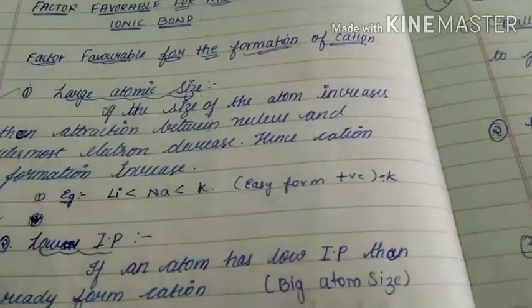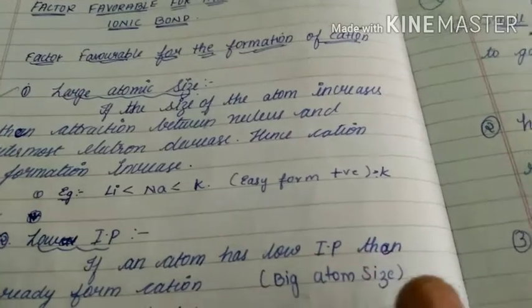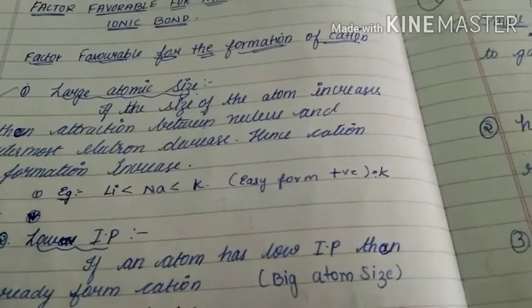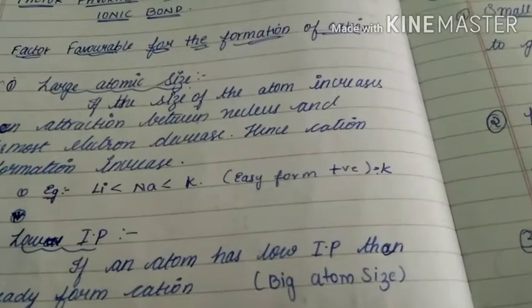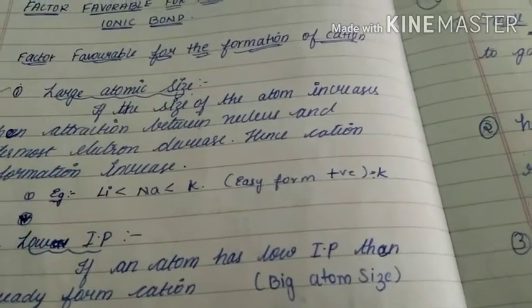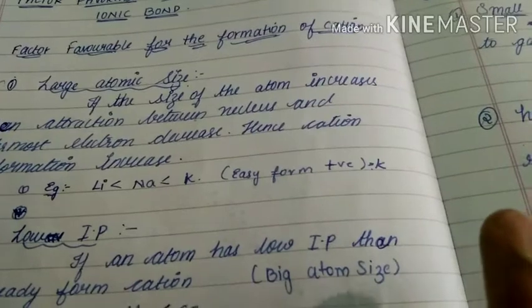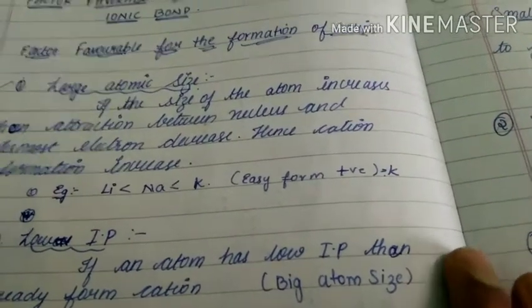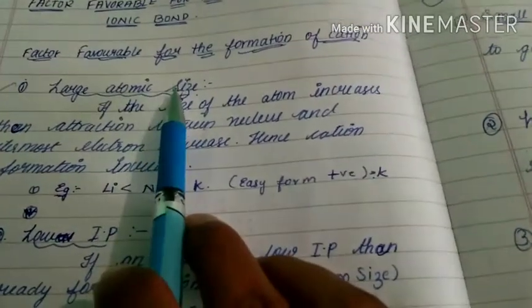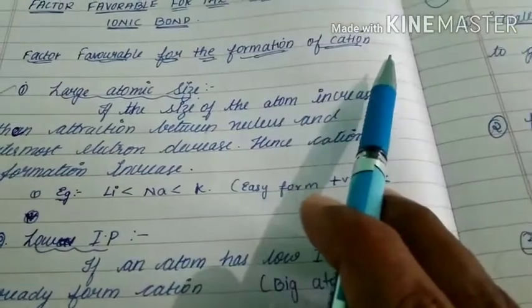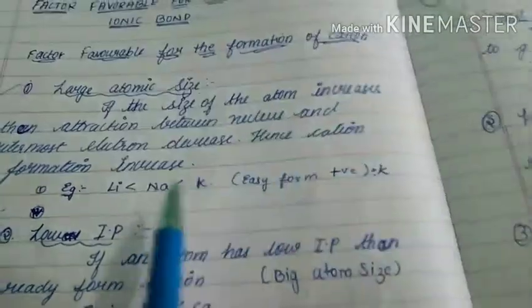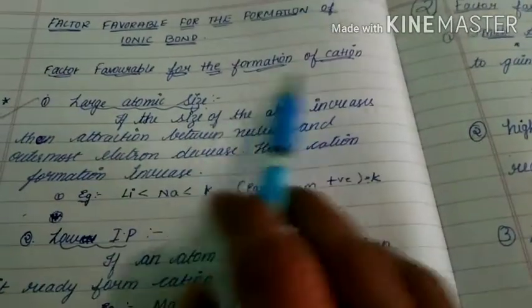That means to form a cation, what are the favorable conditions? To form anions, what are the favorable conditions? We should discuss favorable conditions for the formation of cation as well as anion. First we will discuss favorable conditions for the cation. Later we will discuss favorable conditions for the anion. These are the cation favorable conditions.